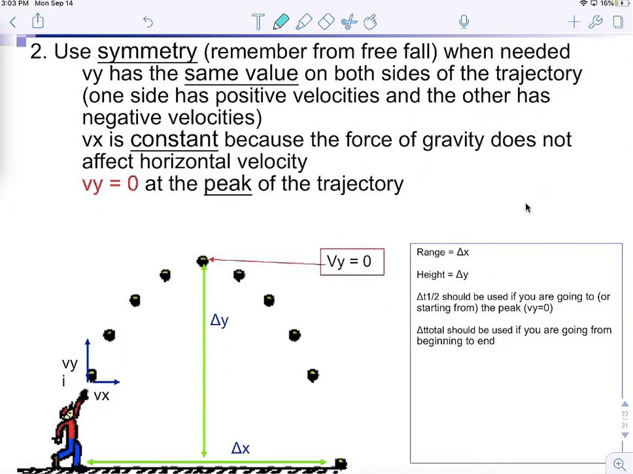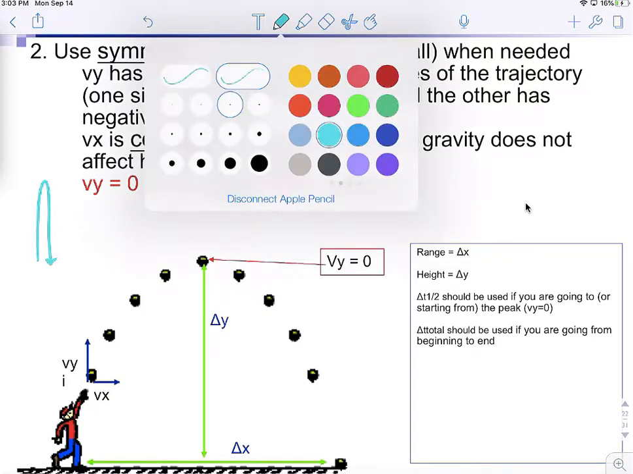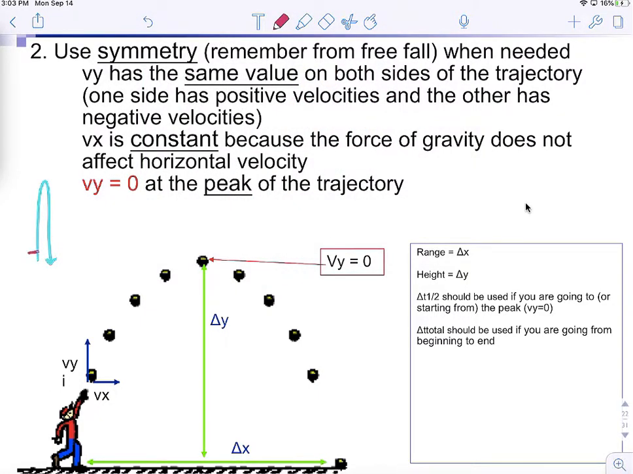Now, don't forget stuff you knew about parabolas. Maybe some of you noticed this, maybe you didn't. These are still parabolas. We are used to straight up and down parabolas from free fall. And maybe you remember some little tricks, like the velocity on one side is the same as the velocity at the exact same point on the other side, except one's positive and one's negative because one side's going up, one side's going down.